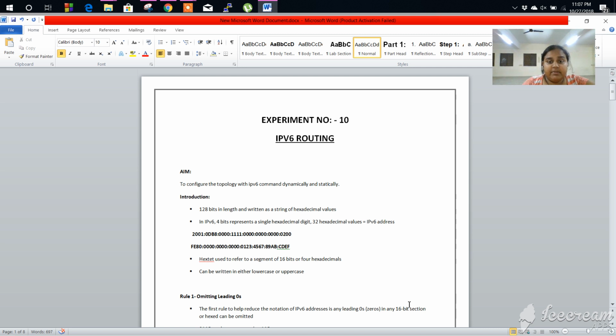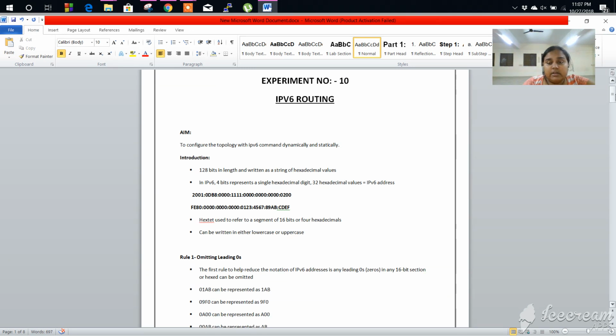Number 10, which is IPv6 routing, and in this we have to configure IPv6 routing both dynamically as well as statically. So we will be using different commands for this. First of all, let's look at the aim, which is to configure the topology with IPv6 commands dynamically as well as statically, and we have to check the connection through pinging, and we can even get the address table or the routing table using the show IPv6 route command.